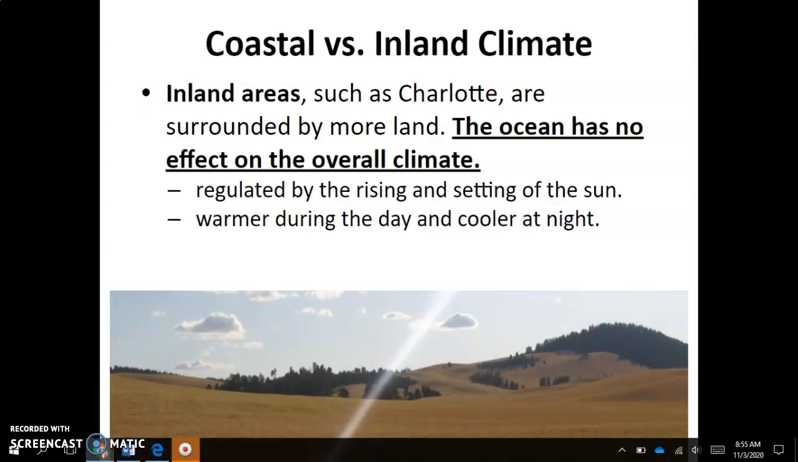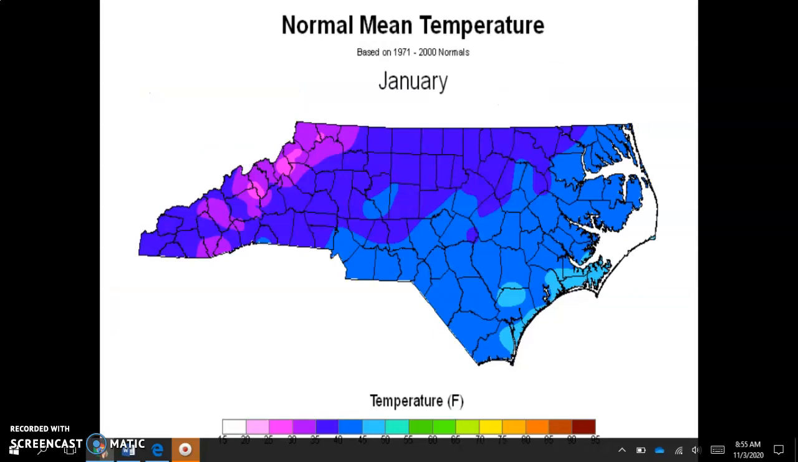However, inland areas such as Charlotte are surrounded by more land, so the ocean has no effect on the overall climate. So our Atlantic Ocean that borders the North Carolina coast does not really affect our temperatures here in Charlotte. So our temperatures instead are regulated by the rising and the setting of the sun. It's warmer during the day and then cooler at night.